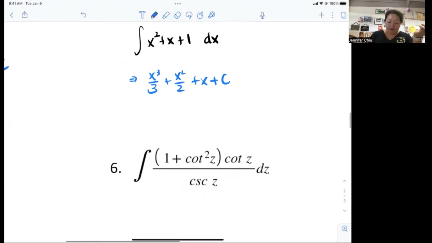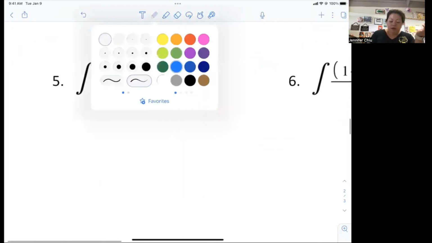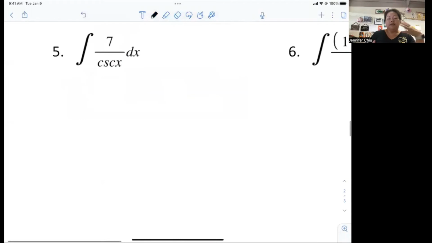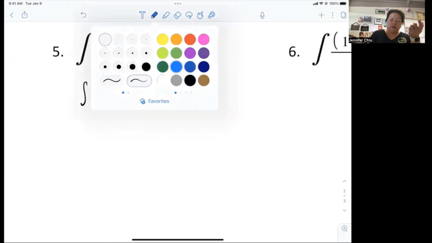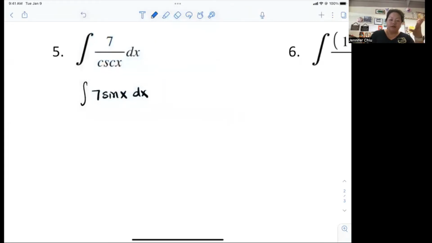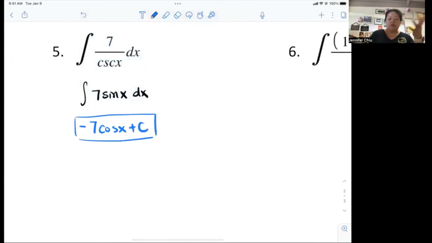Okay. All right. I know we say not to manipulate, but in this case, if you manipulate, it actually is a lot better to work with. So if you manipulate this into 7, cosecant x is really a reciprocal of sine x, so it becomes 7 sine x dx. And if you want to take this 7 out, it's fine, or you can leave it inside, but this becomes negative 7 cosine of x plus c. And that will be your final answer. That's your original equation.